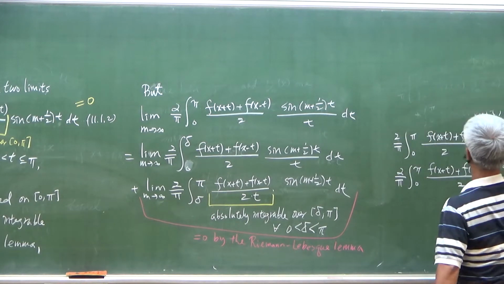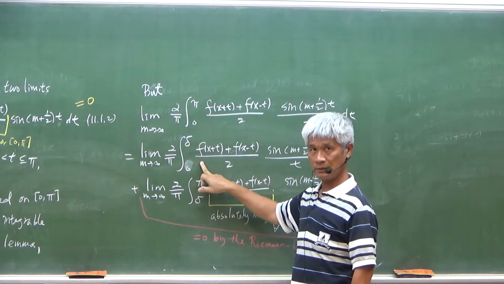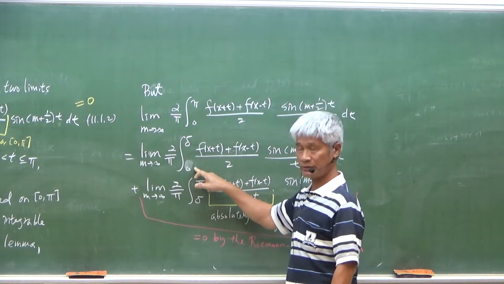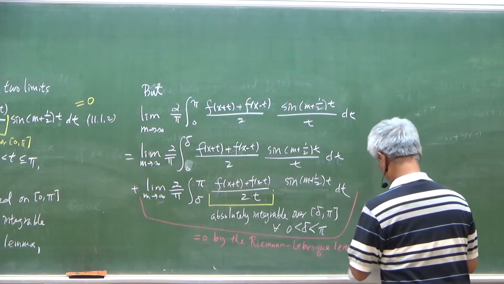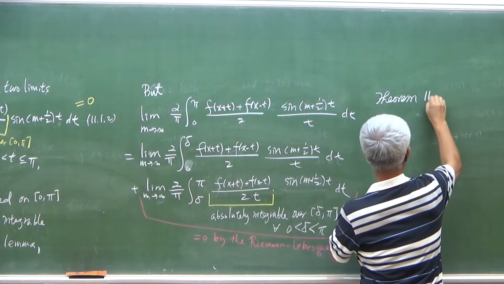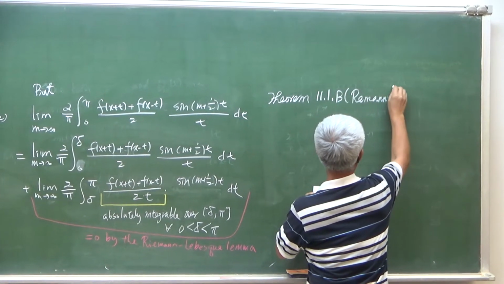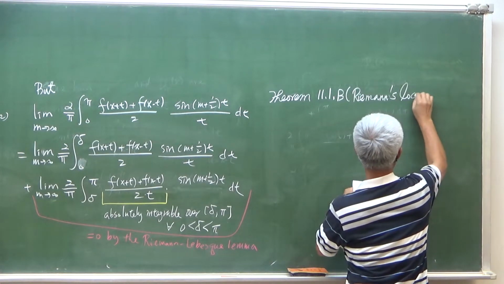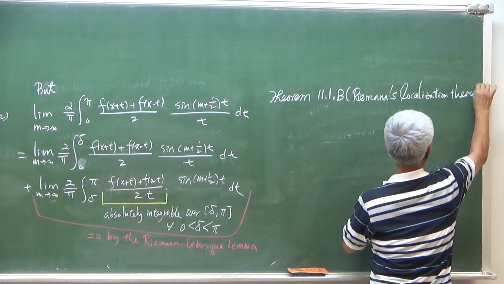Okay, so this limit is equal to this limit for any delta, very small, very close to 0, right? For any delta. So we prove Riemann's localization theorem.